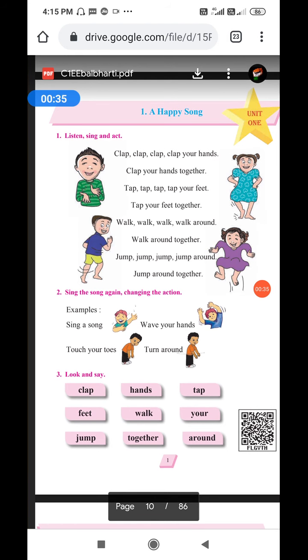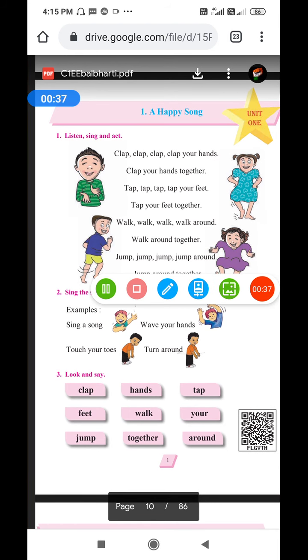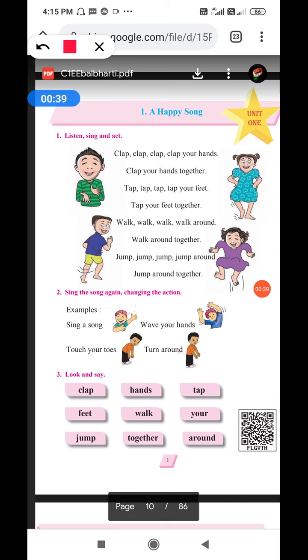Can anyone tell me what is the meaning of happy? Yes, happy means khush hona, smile karna, hasna. We will start from this. The first is listen, sing and act. You have to listen, you have to sing, then you have to do action. Yes, aapko pehle sunna hai pura song. Then आपको साथ में sing करना है, then आपको action करना है.